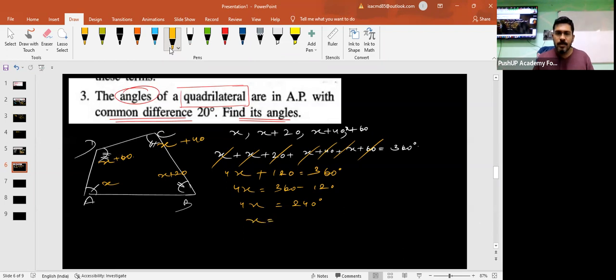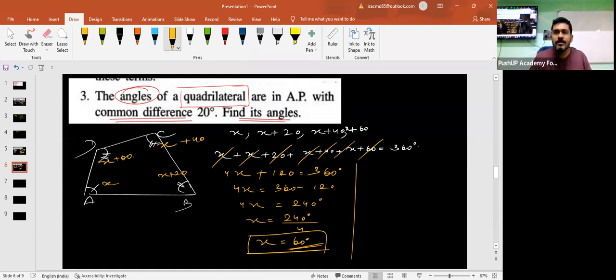Now, x is equal to 240 divided by 4, and that is equal to 60 degrees. Now, this makes sense. You got the value of x, isn't it? But they have asked you to find all the four angles, children. They have asked you to find all the four angles of this quadrilateral. So what would be the four angles of this quadrilateral?